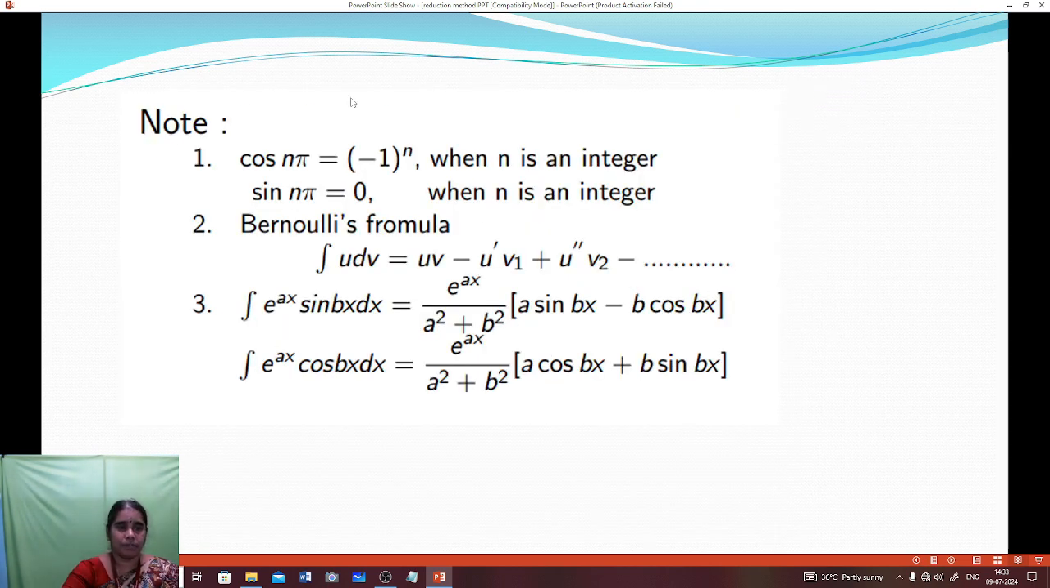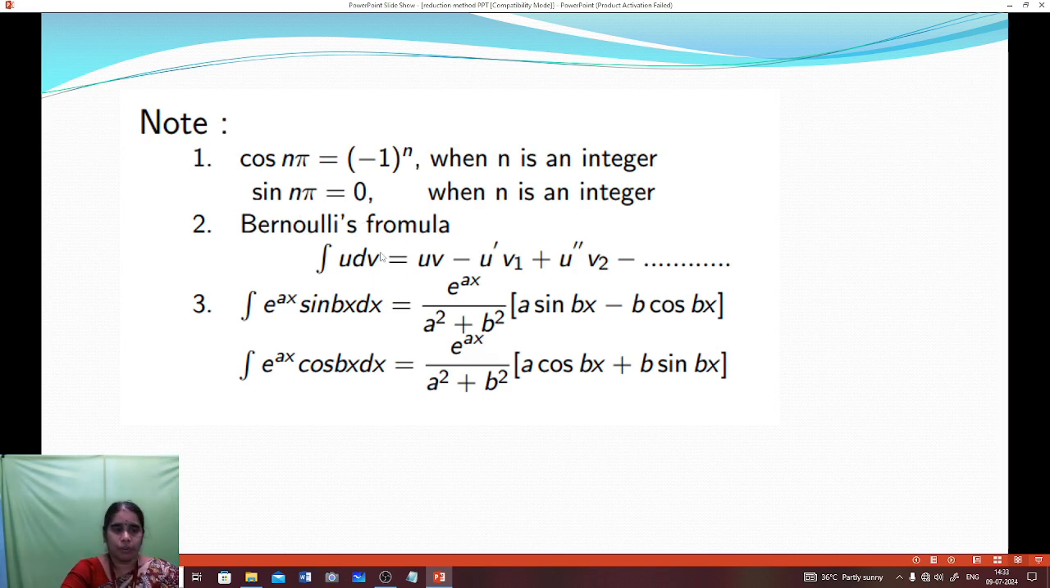Next thing, notes. Some of the important notes which we are going to use in the problems. Cos n pi takes the value minus 1 to the power n, whereas sin n pi takes the value 0. Which implies for odd n, cos n pi takes the value minus 1. For even n, cos n pi takes the value plus 1, since minus 1 power 2 is plus 1. So that's why cos of an even multiple of pi gives plus 1, and cos of an odd multiple of pi gives minus 1. In case of sine, it takes a value of 0.